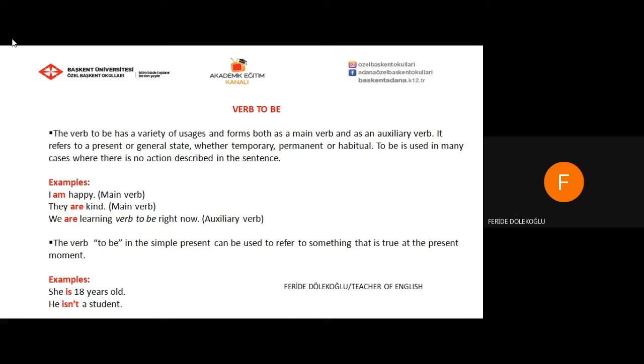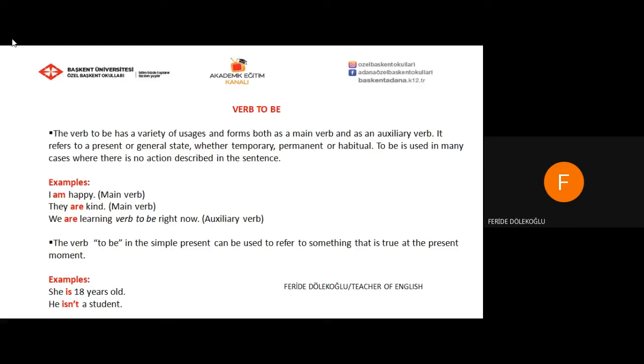Look at the examples. I am happy. They are kind. In these sentences, am and are the main verbs. So you can't use any other verbs after them. We are learning verb to be right now, but here in the sentence, are is an auxiliary verb.